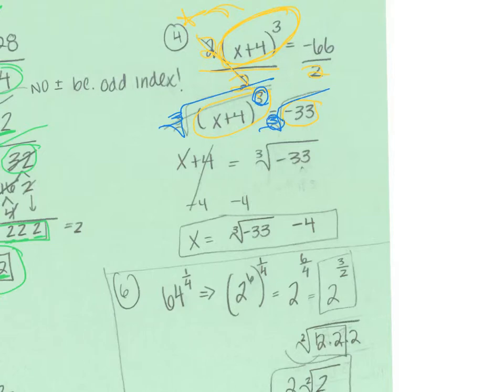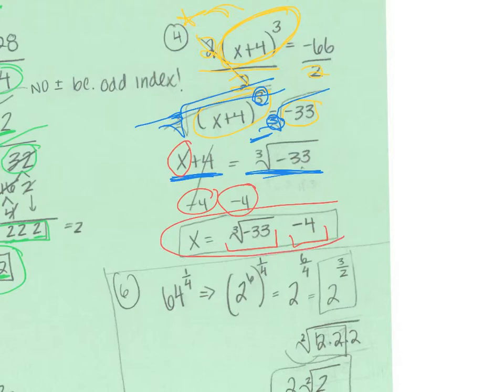And because the index is odd, we do not put plus or minus in front. On the left, the index and power cancel. So you're left with whatever was in the parentheses, x plus 4. And on the right, you have the cube root of negative 33. You then need to isolate x. On the left, you isolate x by subtracting 4 from both sides. Remember, it's this term, then off to the side, minus 4. That is our answer in simplified radical form. There's nothing you can take out right here.